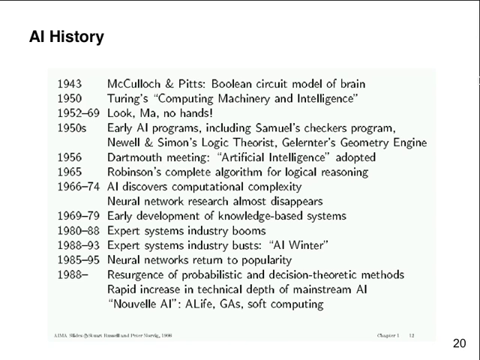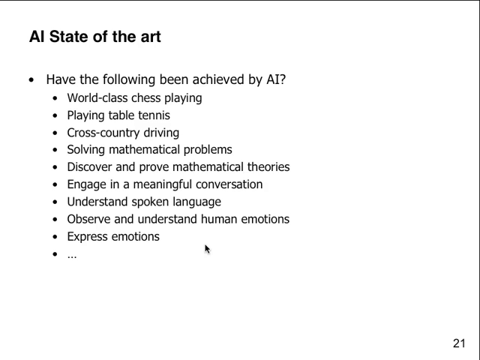We have AI tests that still go on. In fact, we have prizes for AI inventions and stuff. And one of your scientists is going to have you identify some of that stuff. Look at that, the AI state of the art. Have the following been achieved by AI? World-class chess playing? Kind of, sort of, actually. Computers that beat humans now. Sort of, kind of. They still have a human that beats computers, at least every year we have one human that beats computers. Playing table tennis, cross-country driving.